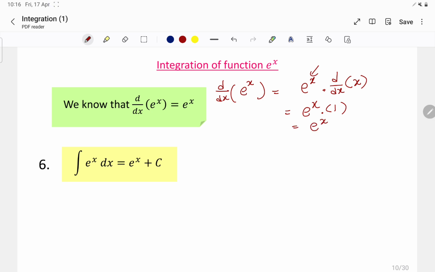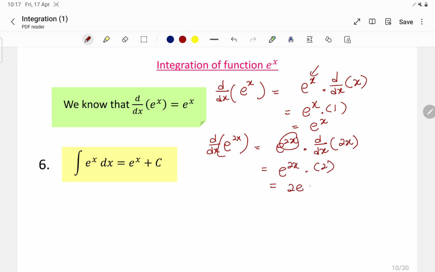So also similar, let's say if you have e to the power of 2x, when you want to differentiate this guy, you copy the whole thing, e to the power of 2x, multiply with the power here, we have 2x. So differentiate 2x, you're going to get equal to 2. So the final answer for this one is 2e to the power of 2x. So this is how you do the differentiation. You multiply with the differentiation of the power.